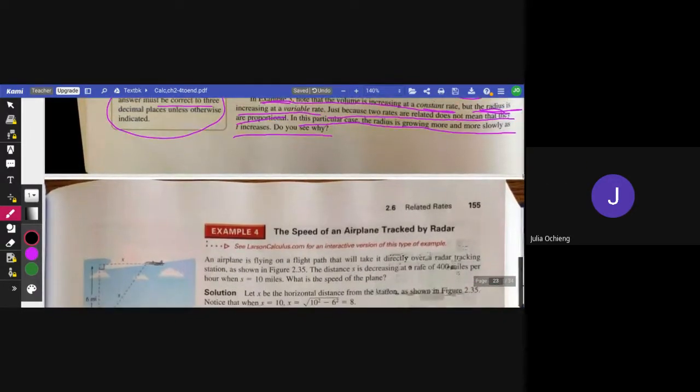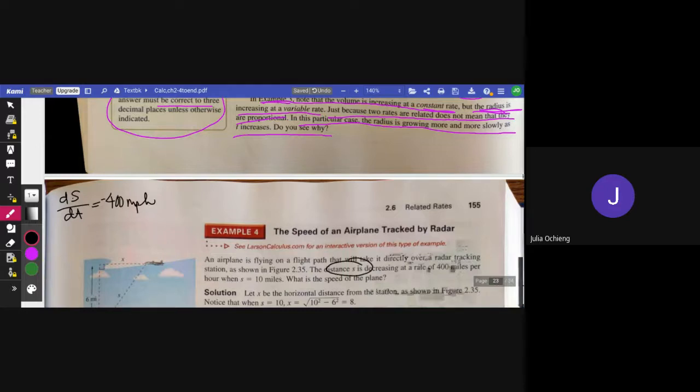Speaking of word problems, let's do example 4. An airplane is flying on a flight path that will take it directly over a radar tracking station as shown in figure 2.35. The distance s is decreasing at a rate of 400 miles per hour. So as soon as I see rate, I know that's going to be my derivative. So 400 miles per hour, and it's decreasing, so negative 400 miles per hour. So the change in distance over time is equal to negative 400 miles per hour.